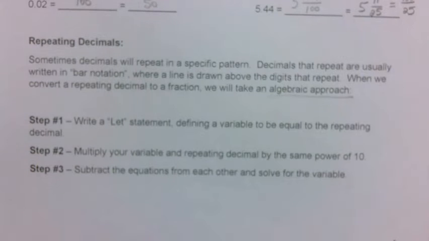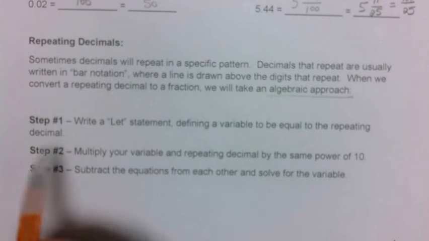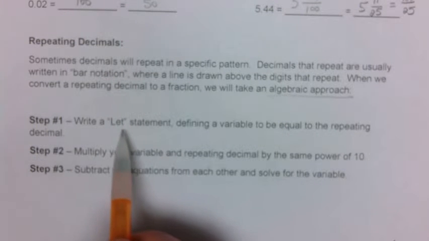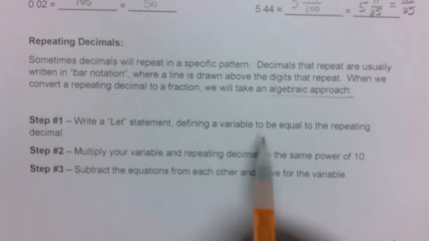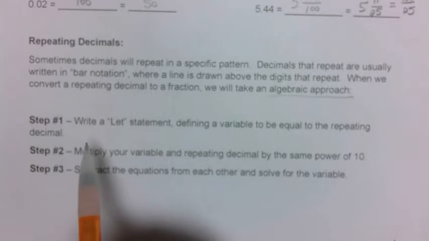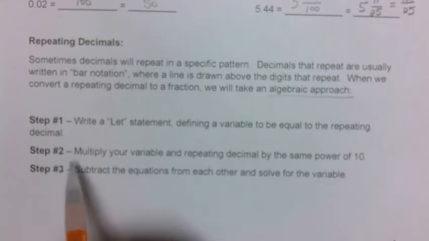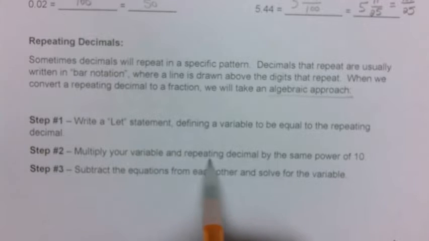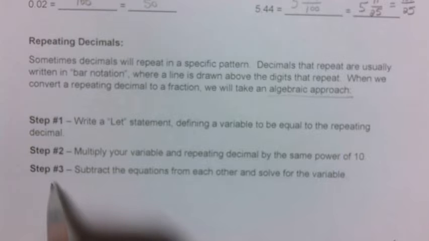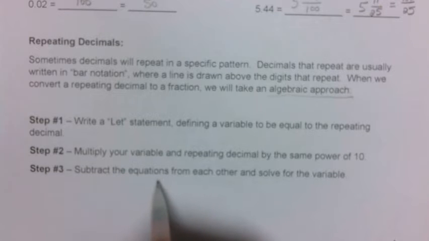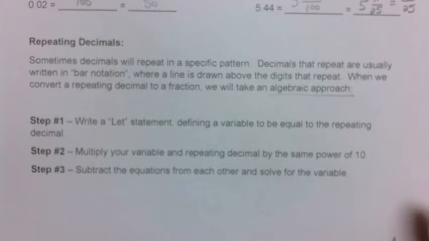So we've done some algebra word problems in the past. Step number 1, the first thing we're going to do is write a let statement defining a variable to be equal to the repeating decimal. Step number 2, I'm going to multiply my variable and my repeating decimal by the same power of 10. And then step number 3, I'm going to subtract my two equations, my two let statements, from each other, and then I'm going to solve for the variable. So this is the process that we will use to convert any repeating decimal into a fraction.